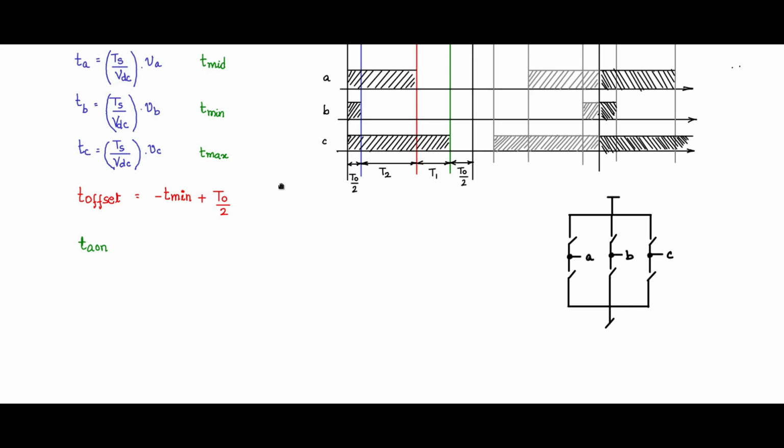Now the actual value that you have to put to the compare register would be TA on will be TA plus T offset, all will be positive. TB on will be TB plus T offset, and TC on will be TC plus T offset. So this is the value that you will be sending to the compare register of your timer in your microcontroller or DSP.